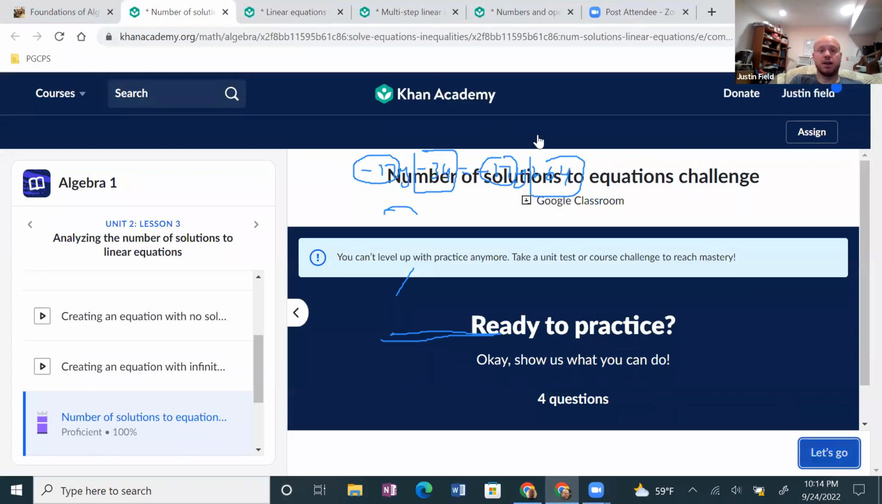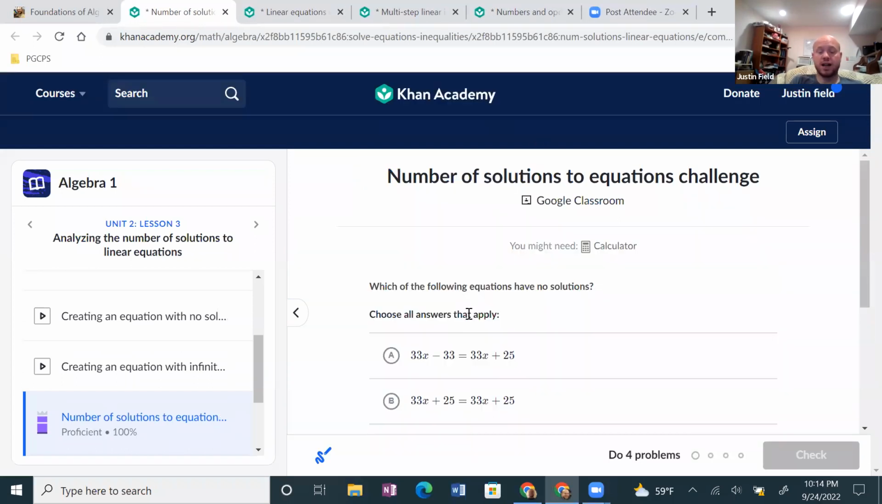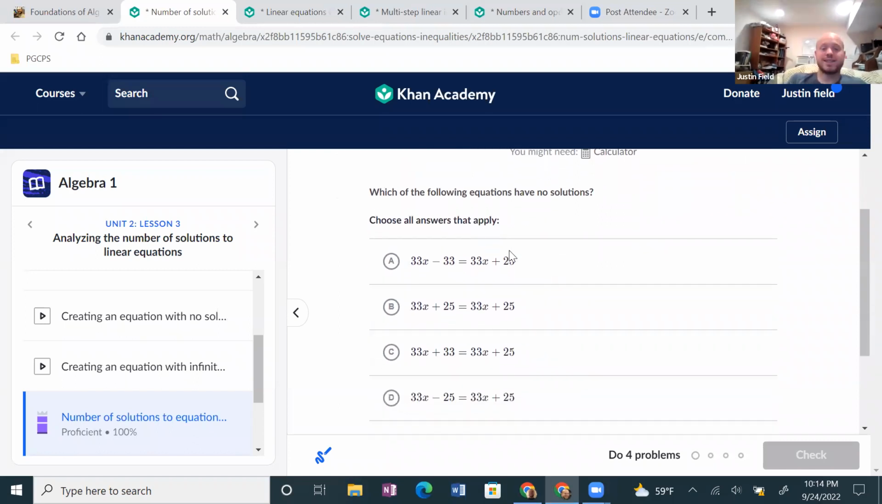And I can go right on to the challenge. We're going to use that same logic. Look right here, we got same coefficients. So now we look at the constants and they're different, no solution.